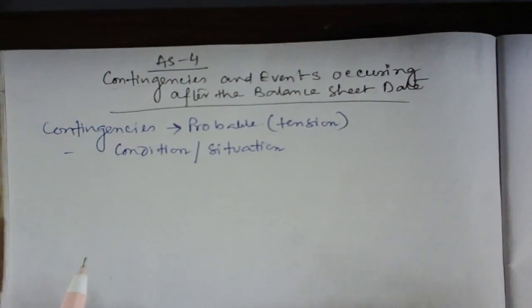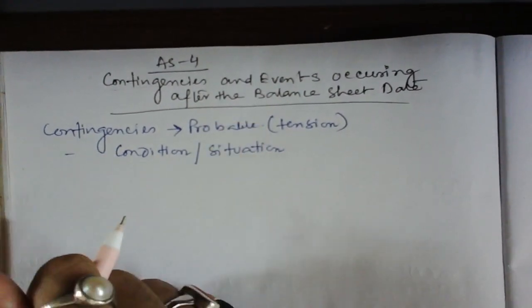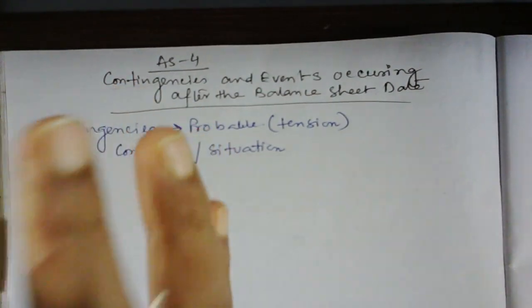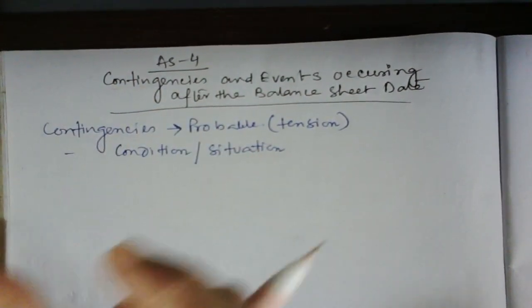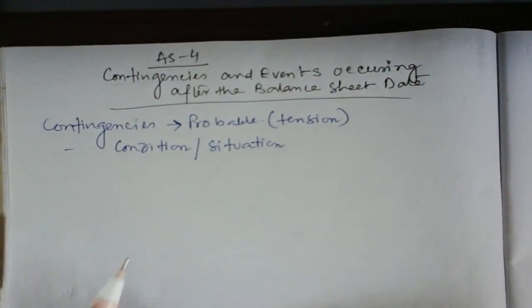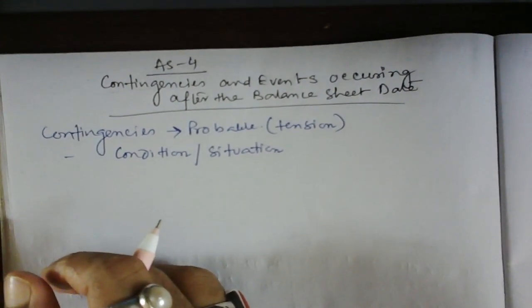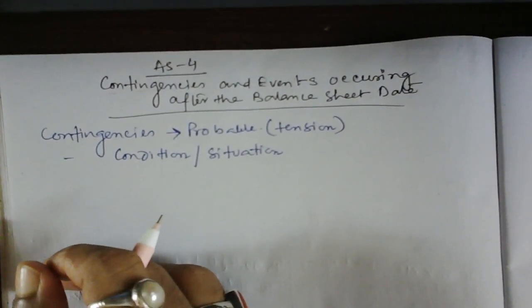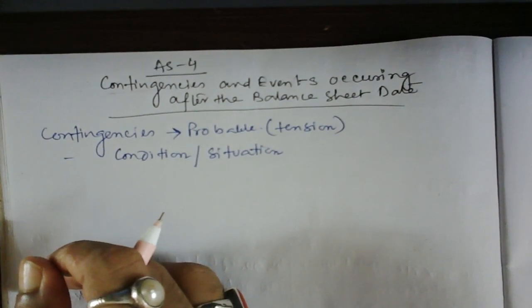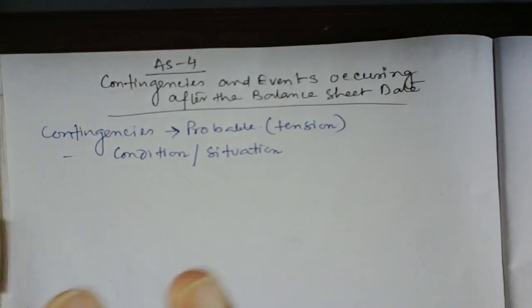So do you know what happened? Mr. X started depositing or saving some money from his profit, so that when he loses the case, he can compensate from that particular money. Correct, guys? So this is the first case that we have to understand. It's typically based on the condition and situation.